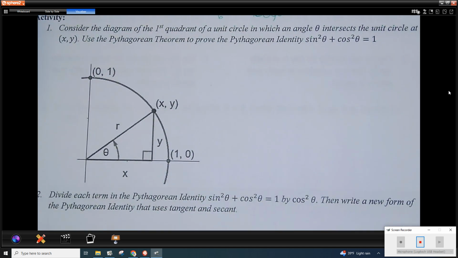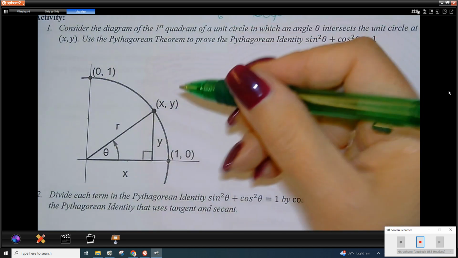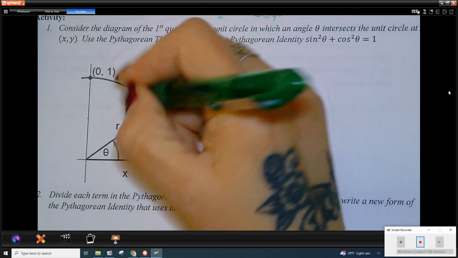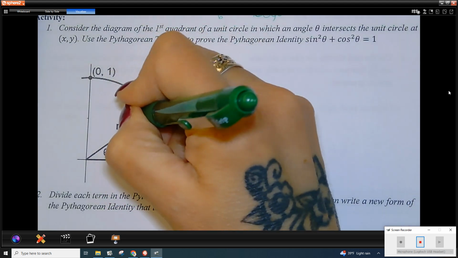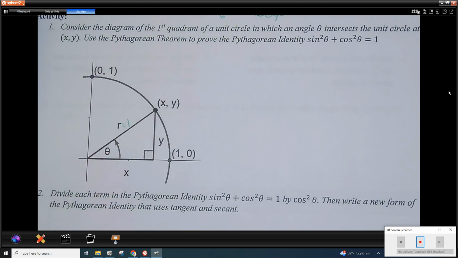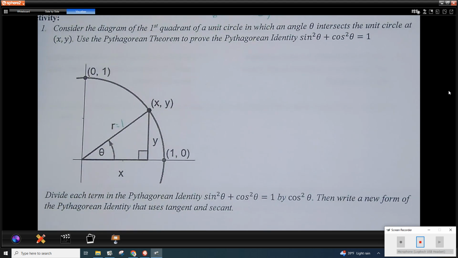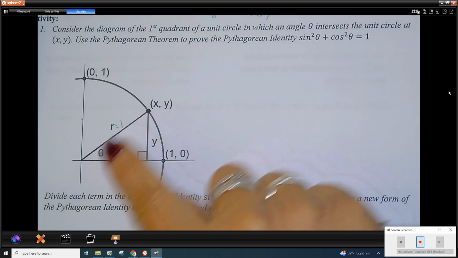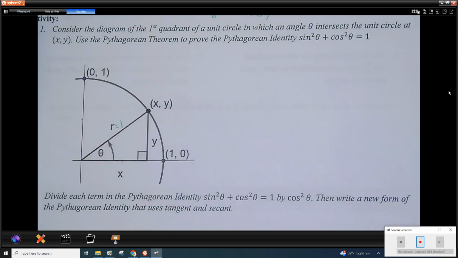So now look at this. This is the unit circle because the radius is 1. So consider the diagram of the first quadrant and the angle theta, which intersects the circle at (x, y). Here's the value of your radius, goes to (x, y), and we know all these values when we know different thetas. But use the Pythagorean theorem to prove the identity of sine squared plus cosine squared equals 1.